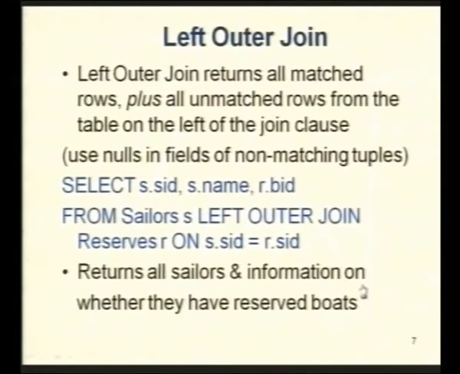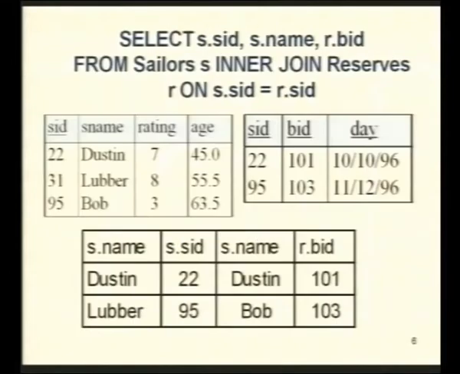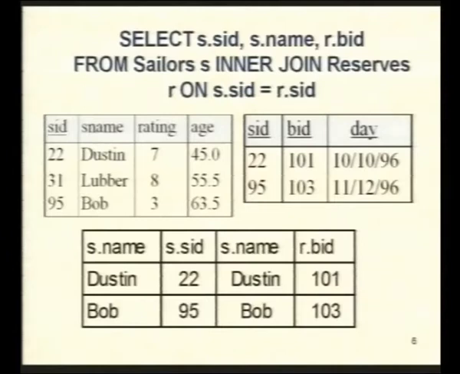So it will return all sellers and information on whether they have or have not reserved boards. In the previous example, you would get a row only if they have reserved. Here, sailor 31 does not have a corresponding row, which means he has not reserved any boat. So you will get that, and you will get the name. We will see this as we go along.